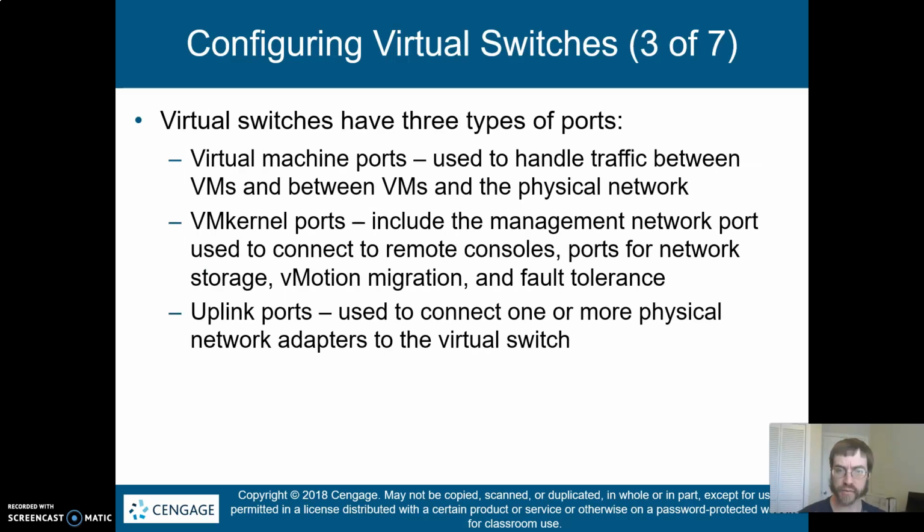Now, our virtual switches have three different kinds of ports. There are virtual machine ports. These handle the traffic between your VMs and between your VMs and the physical network. Your VM kernel ports, these are all management, remote consoles, network storage, vMotion, fault tolerance, that kind of thing. The VMs don't talk to each other using VM kernel ports. The hypervisors talk to each other and the vCenter server using said VM kernel ports. Then you've also got your uplink ports, which actually tie your virtual switches to the physical adapter and then the physical network.